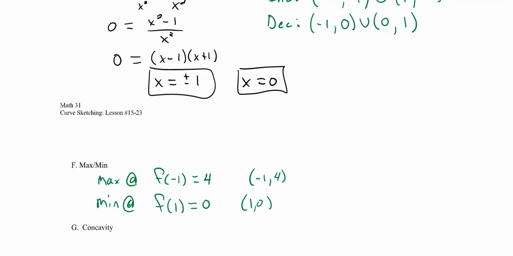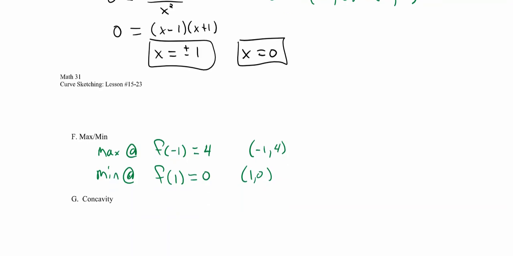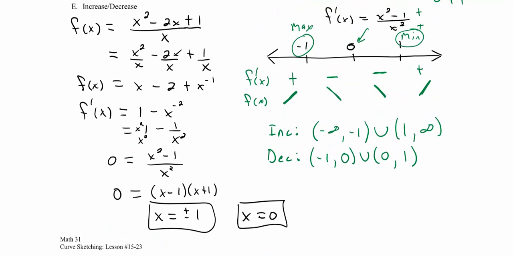And these are local mins, right? Okay, so now for concavity, we're going to need to figure out the second derivative. Before I write that down, let's go back up and get the first derivative. I could take it from here and do the same thing.